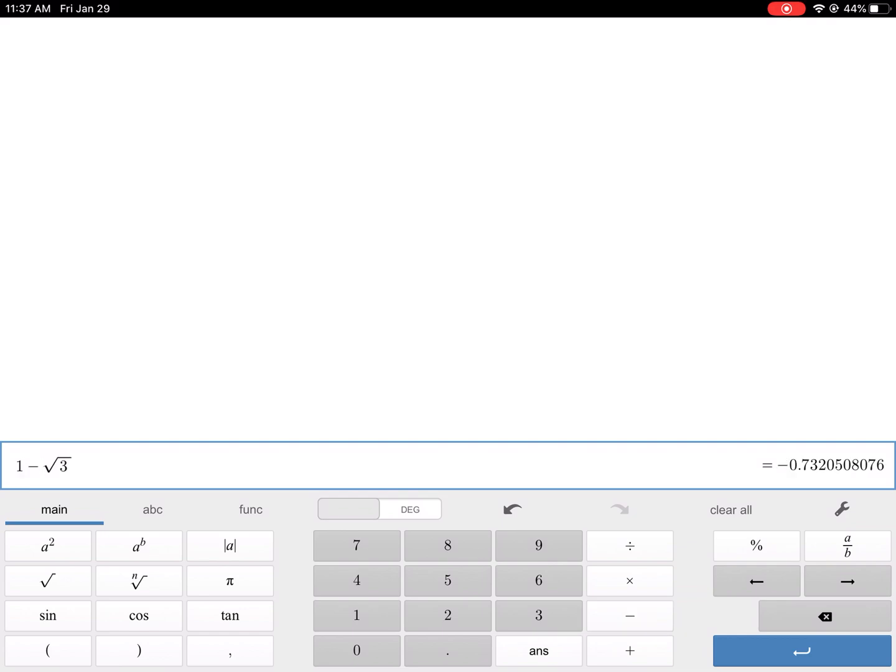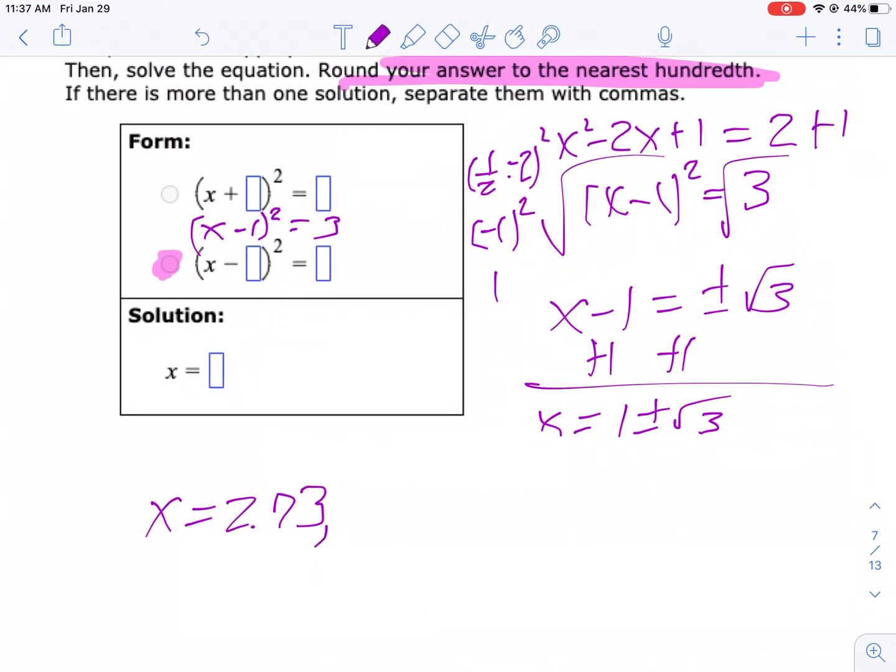And you get negative 0.73. There's your answer for that one.